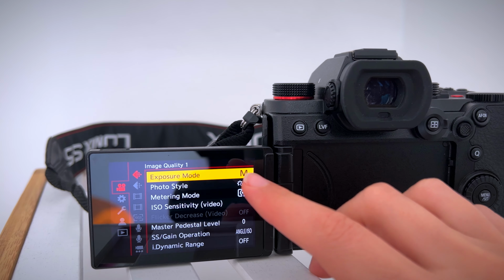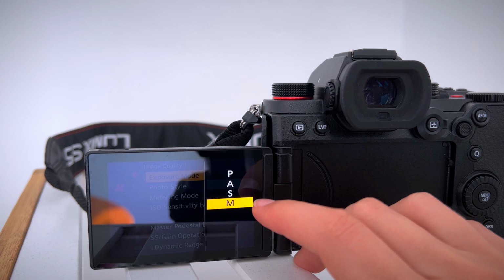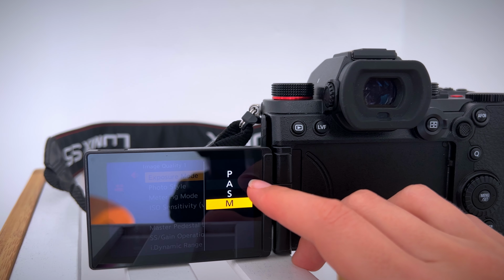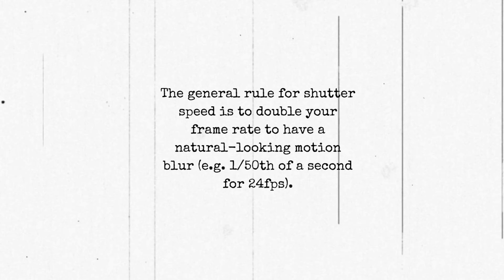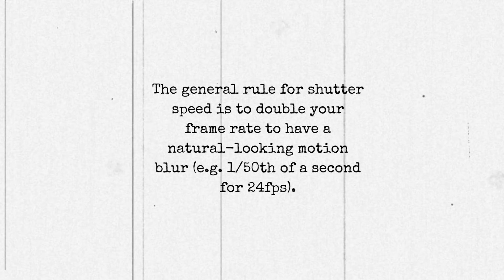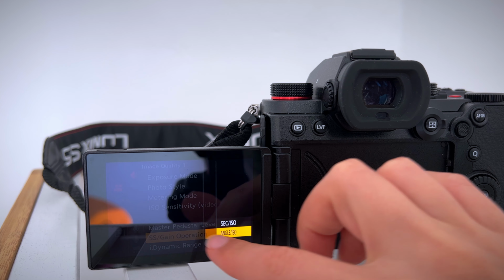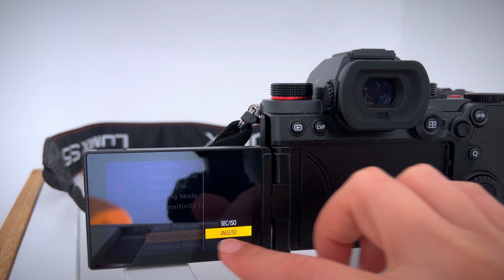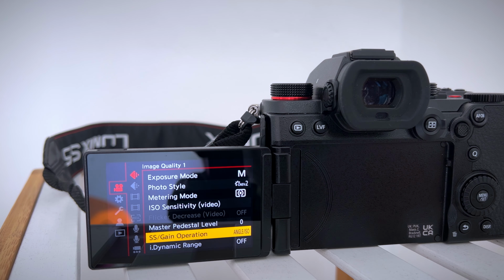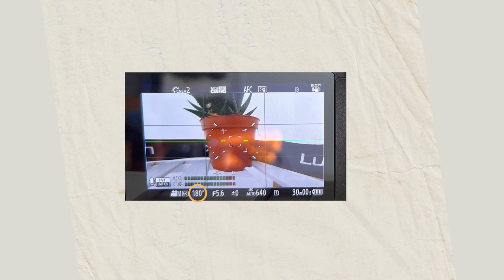I use manual mode, meaning that I have complete control over aperture, shutter speed, ISO and other settings. The general rule for shutter speed is to double your frame rate to have a natural looking motion blur, for example 1/50th of a second for 25 frames per second. I use the shutter angle setting of 180 degrees. This means that the shutter speed will always be double the frame rate.